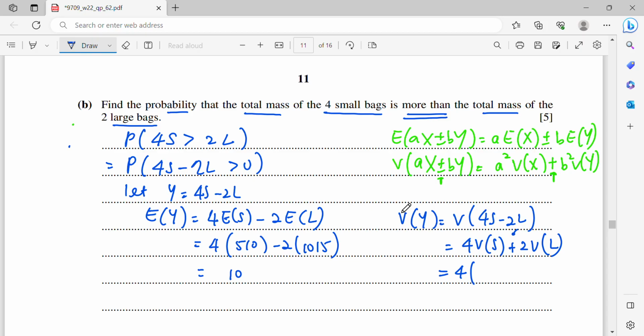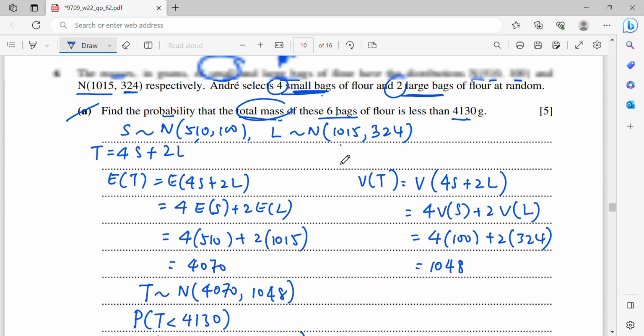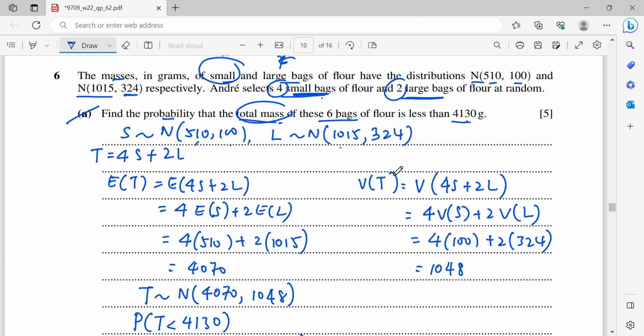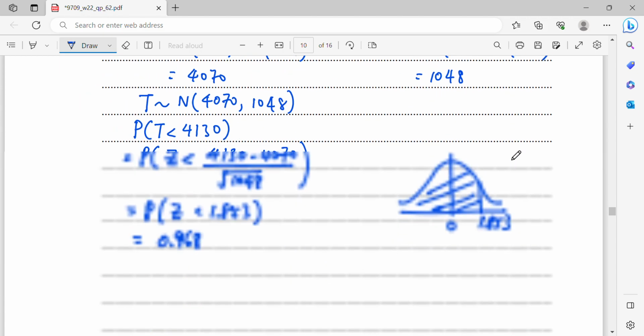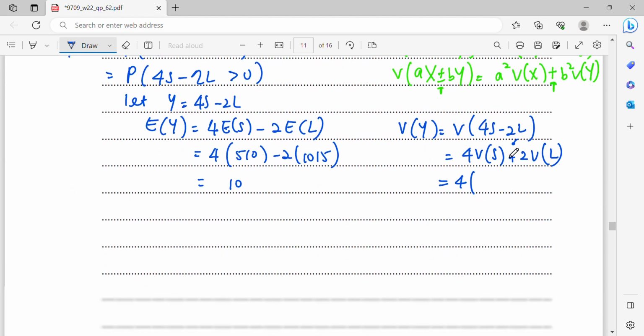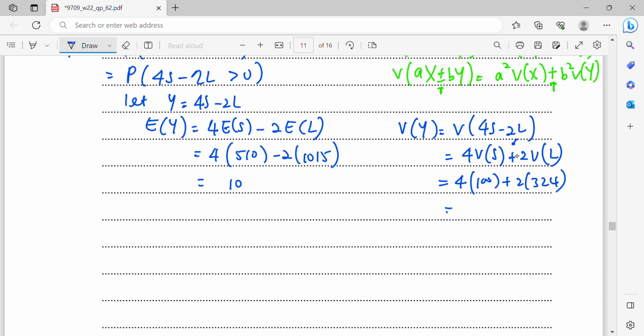Variance S is 100. The variance for L is 324. So 100, 324. So here is going to be 1048. That is your variance Y. Okay, so now I will say that my Y is normally distributed. The mean is 10. The variance is 1048.